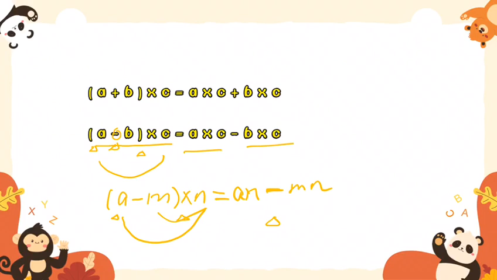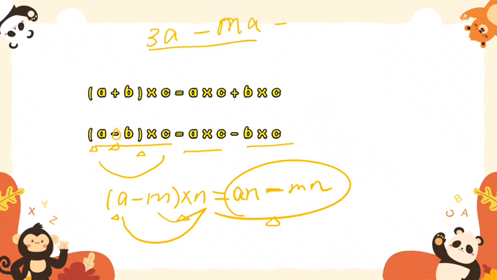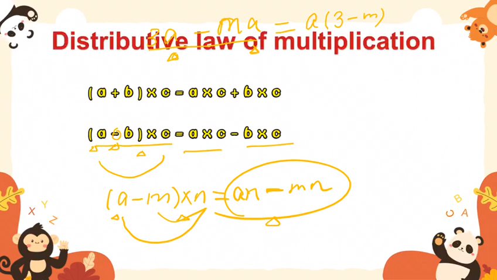Ta-da, very easy, right? So if I give you another form like this one, 3A minus MA. Okay, I want you to extract the common factor. Here is A. A is the common factor, right? So you need to extract A out, and in the bracket, it should be 3 minus M. That's all. Very easy, right?